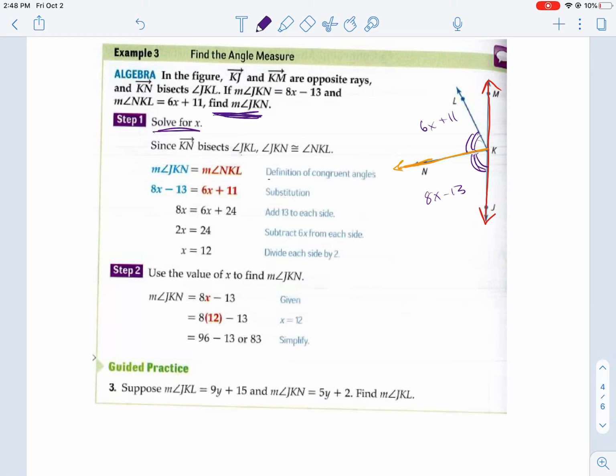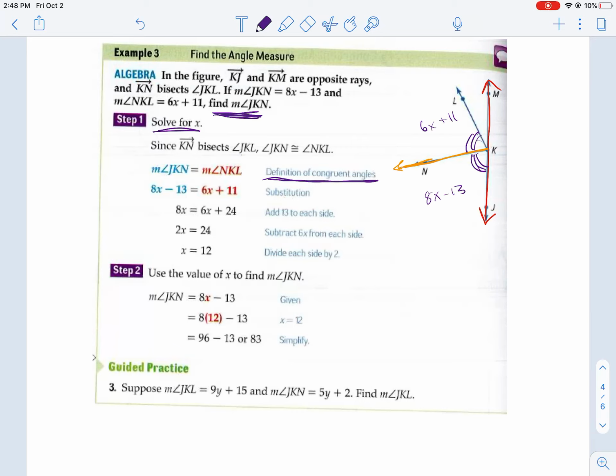So by the definition of congruent angles, we just said the measure of angle JKN is equal to the measure of NKL. That's what congruent angles state: they have the same measure.